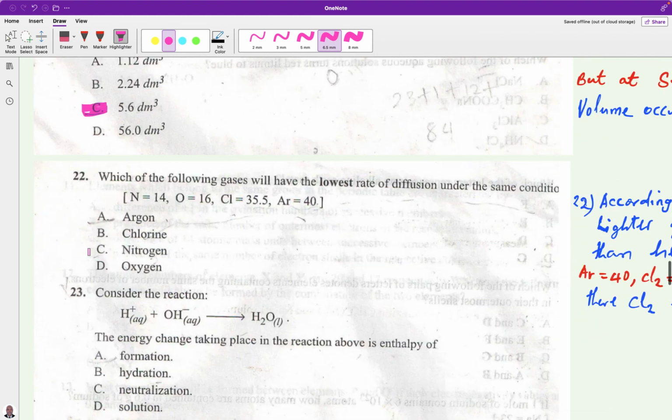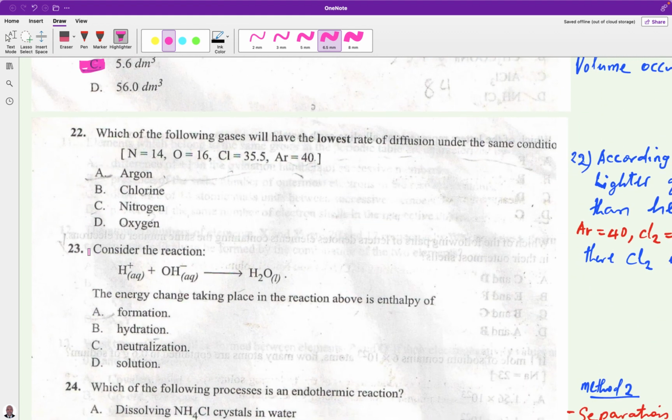Question number 22. Which of the following gases will have the lowest rate of diffusion under the same condition? We have nitrogen, oxygen, chlorine, and argon. Which of them will have the lowest rate of diffusion?